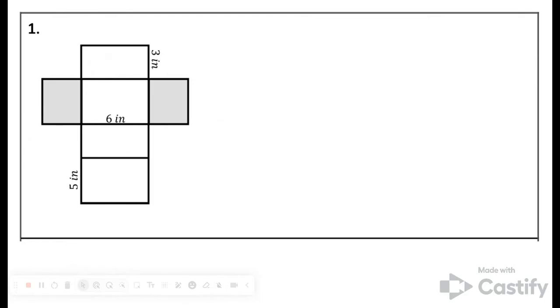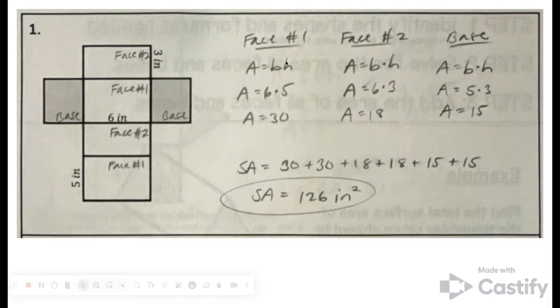So here we go. I'm on the third page. This is the first example for finding the surface area of a rectangular prism. Pretty straightforward. The net is already drawn for you. You've got 6 faces, 3 different rectangles. I'm going to jump right to the answer for this one. Each rectangle is found by doing base times height. Find your 3 different areas and go ahead and add them all up.